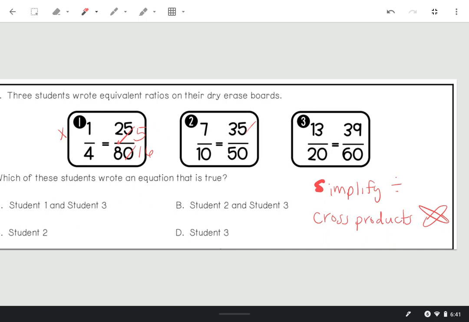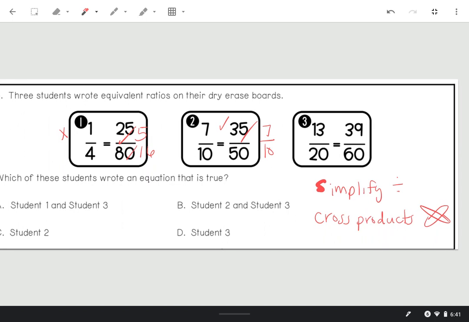On this one, 7/10 is already simplified. I could divide these by 5, and I get 7/10. That's a good thing. The next one, I don't know my 13s very well, but I can just cross multiply, or I see a shortcut. I can get from 20 to 60 by multiplying by 3, and I also multiply here by 3 to see easily that this is true. So this is the simplifying or shortcut method.